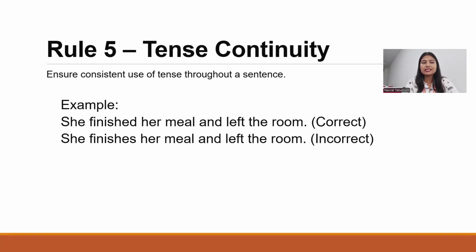Fifth rule, tense continuity. If you see one tense in the sentence, the entire sentence has to be continued in the same tense. You cannot use present tense in the beginning and past tense in the end. You cannot use past tense in the beginning and present tense in the end. Similarly, look at this sentence. She finished her meal and left the room is the correct sentence. But she finishes her meal and left the room is wrong. If this part of the sentence is past, this also has to be past. It cannot be present. Therefore, this is wrong and this is correct.